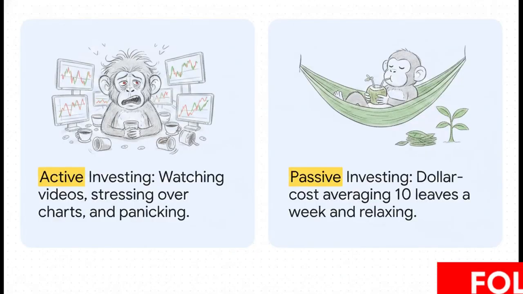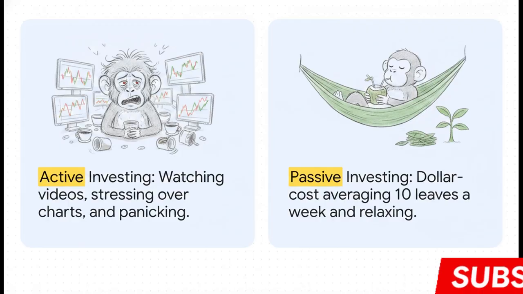When it comes to strategy, there is a very clear winner. Active investing means watching 30 hours of videos, agonizingly stressing over volatile charts, and pretty much panicking every time the market dips. Instead, we highly recommend passive investing into those A-tier index funds. By dollar-cost averaging, meaning you buy consistently with just, say, 10 leaves a week over time, you can actually relax, instead of staying up until 6 a.m.